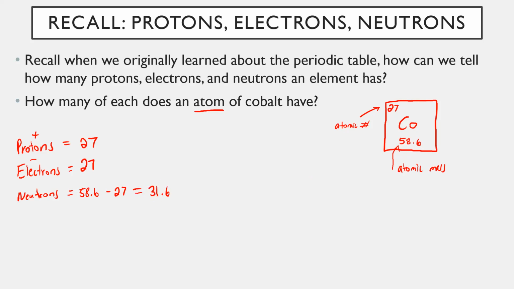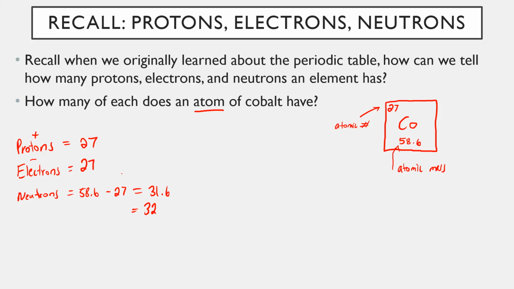Now, here's the trouble. You can't have 31.6 neutrons. Neutrons are a physical thing. You can't just have a decimal number of them. So what we do is we just round to the nearest whole number. This might seem a little Mickey Mouse, like a funny way of doing this, but that is generally how it works. You just round your atomic mass after you subtract the atomic number, of course. You just round it to the nearest whole number. So that's going to be 32 neutrons.